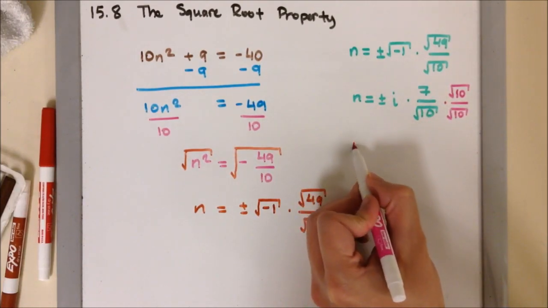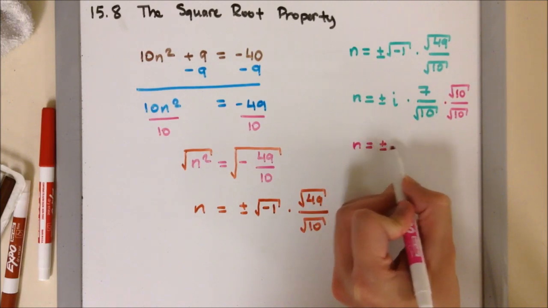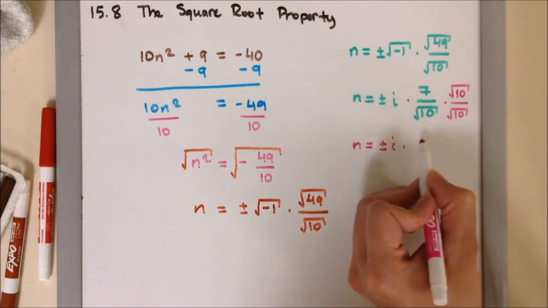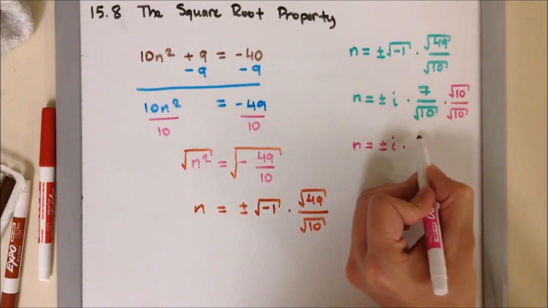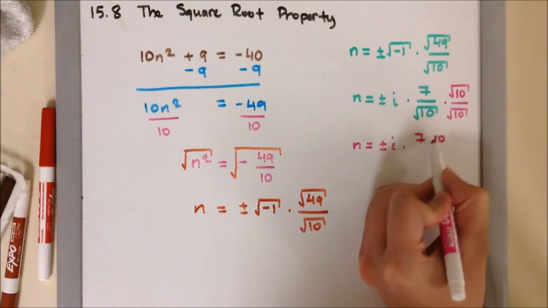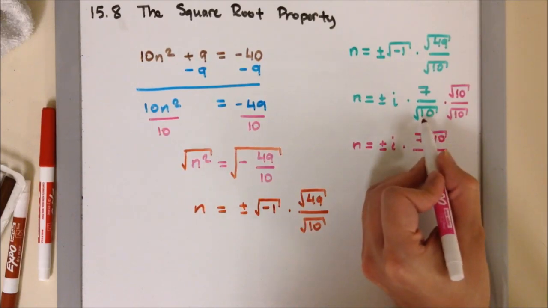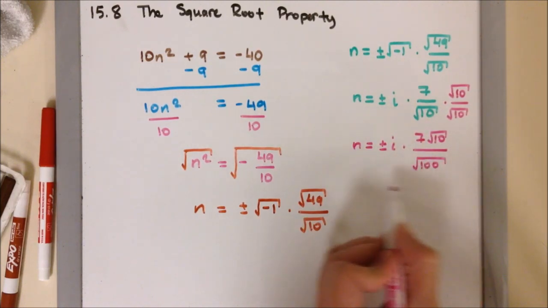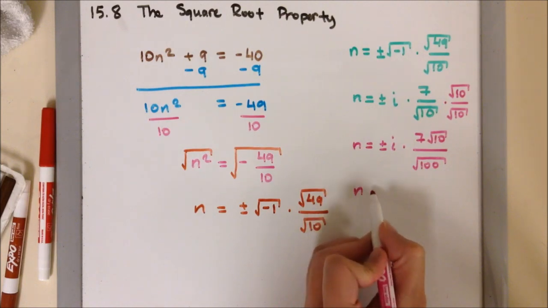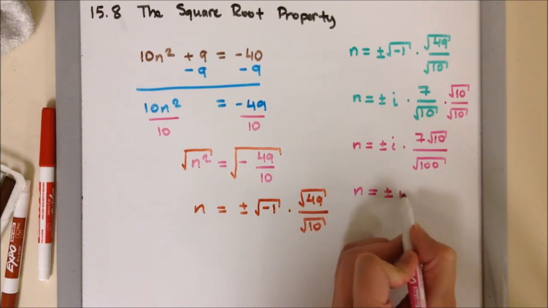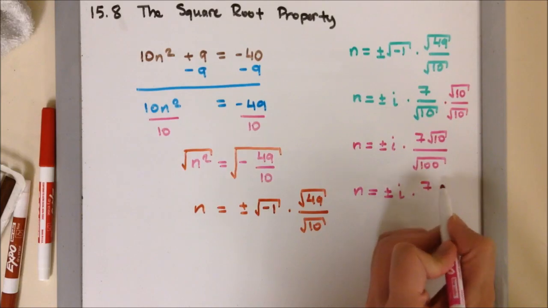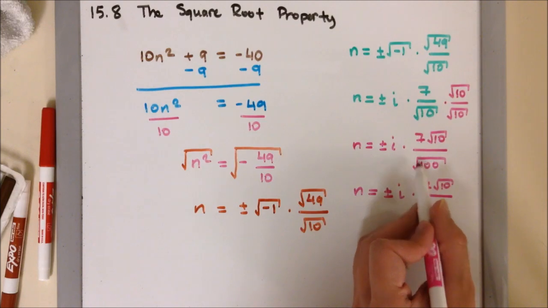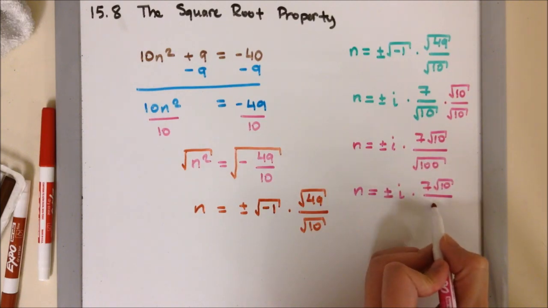So we're still going to have n equal plus and minus i times, now here we have a fraction times a fraction, so numerator times numerator, so 7 square root of 10 over the square root of 10 times the square root of 10 will be square root of 100. So you can still simplify that, so it's going to be n equals plus and minus i times 7 square root of 10 over the square root of 100 is a perfect square number, so the square root of 100 is 10.